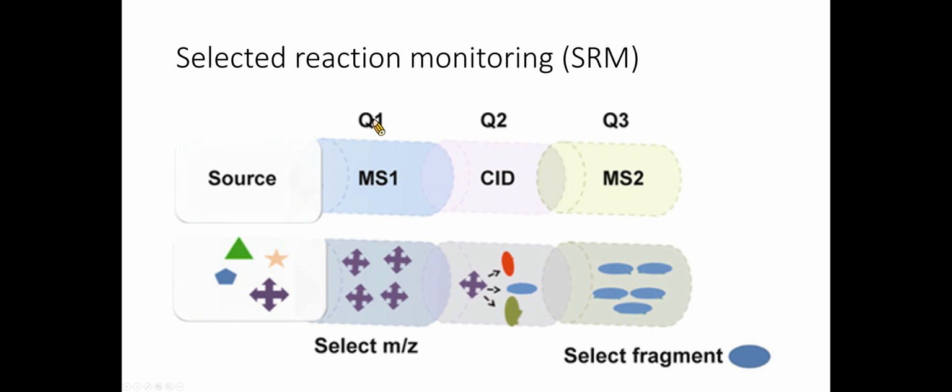In selected reaction monitoring, both Q1 and Q3 are set to a selected mass, usually representing the fingerprint of the molecule. As Q1 and Q3 are both operated in SIM mode, selected reaction monitoring can achieve the highest sensitivity and specificity compared with other operating modes. Therefore, SRM is commonly used for quantitative analysis.